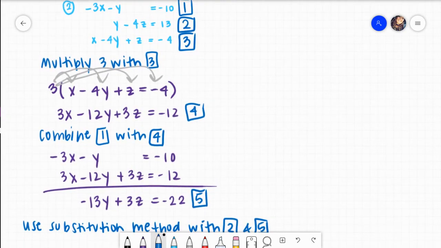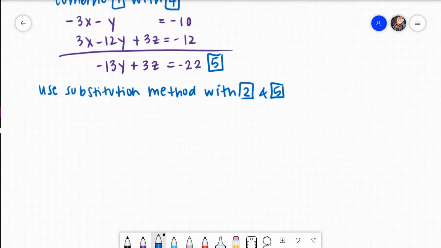Just to explain why again, equation 5, I only have a y and a z variable. Equation 2, I only have a y and a z variable. I couldn't do this method with 5 and 1 because they don't have the exact same variables. I couldn't do it with 5 and 3 because they don't have the exact same variables. I couldn't do pretty much anything with 1, 2, and 3 except cancel one of the variables, and I've already done that.